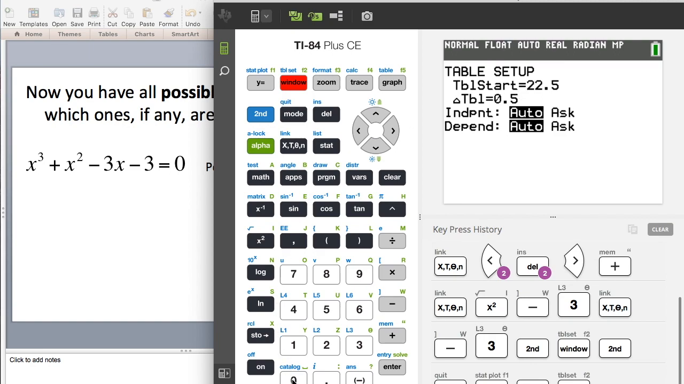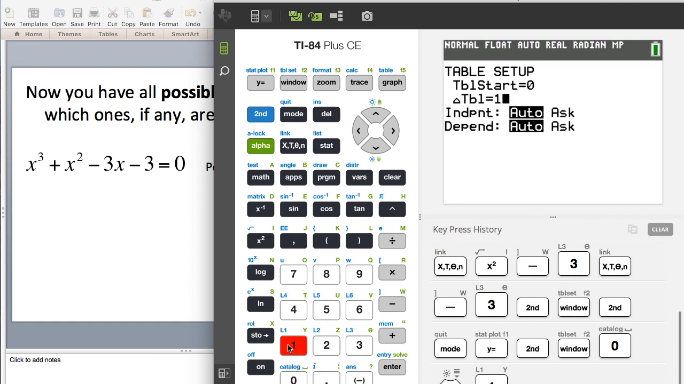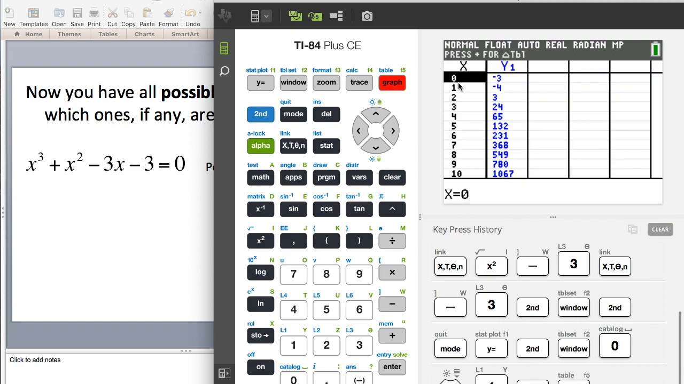So I'm going to start at 0, and I'm going to count by 1. Now, when you go to second table, you're going to start at 0, and you can see we're counting by 1s. So we need to go through and check 1, -1, 3, -3. Right away, 1 is -4. That's not a solution. 3 is 24. That's not a solution.